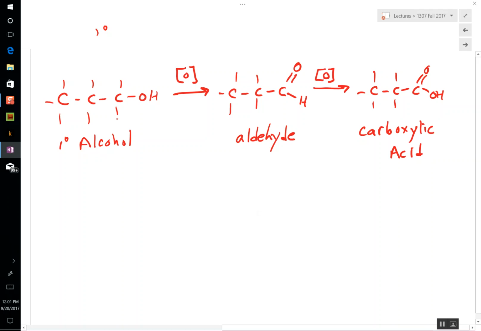It actually has lost 2 hydrogens. It's lost that hydrogen and that hydrogen. That hydrogen is still there. It's lost 2 hydrogens, and it's formed that double bond right there. That's your aldehyde. And then the aldehyde can go on to form a carboxylic acid. That's a primary alcohol.